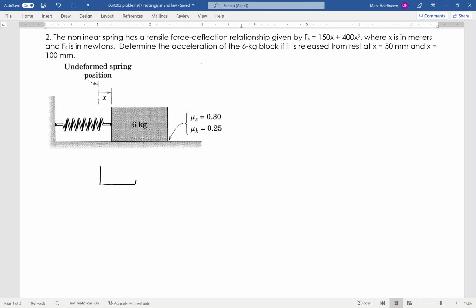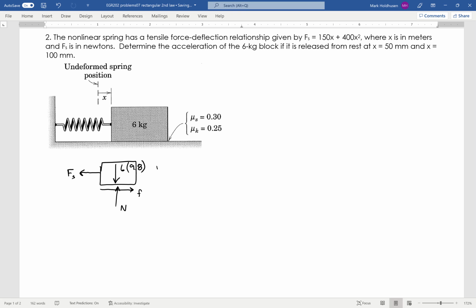So I've got my block right here. I'm going to have 6 times 9.8, because 6 kilograms, I need it in newtons. I'll then have a normal force acting straight up. I have my spring force, which is not K times S, it's that equation that I have up there. For right now, I'll just call it F sub S. And then I've got friction, and that friction is going to oppose that spring force, so I'll draw my friction going to the right.